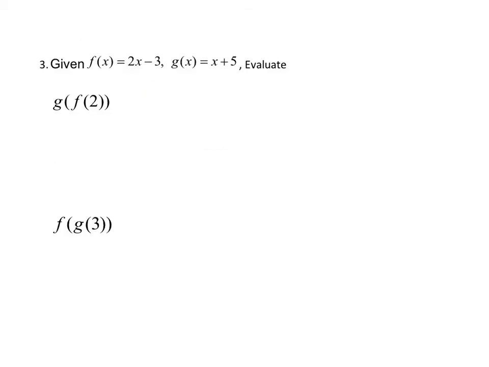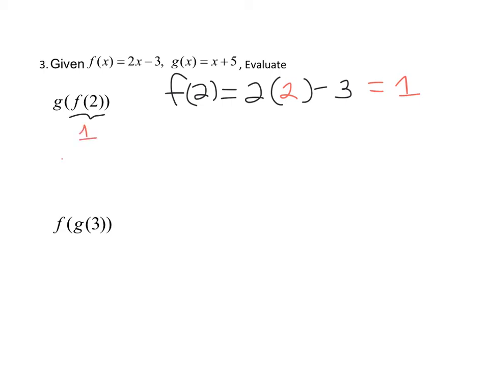Another example, so this one we are doing g of f of 2. See, the inside has changed. We have f of 2. So I'm going to start by doing the inside, f of 2. That means I take the f function, and where there is x, I'm going to put 2, and that is going to give me 1. Then, since I know all this is equal to 1, I'm going to do g of 1.